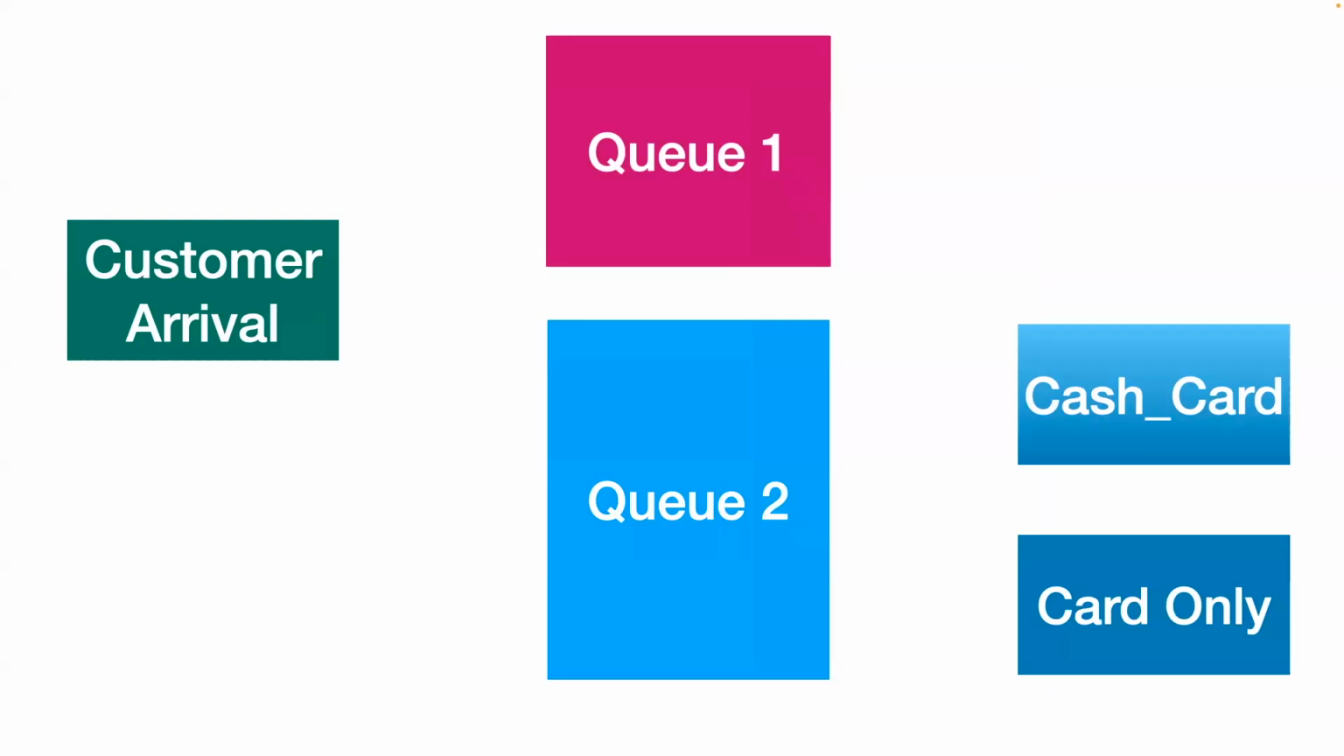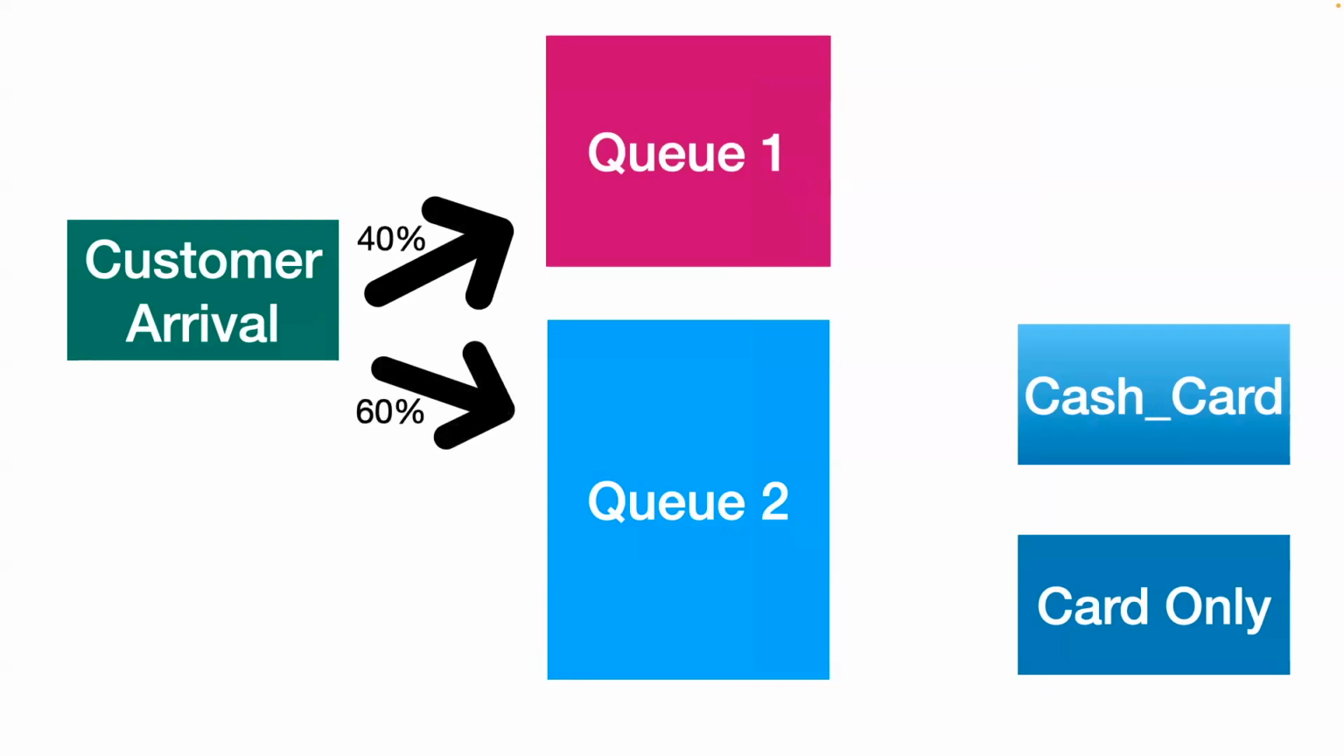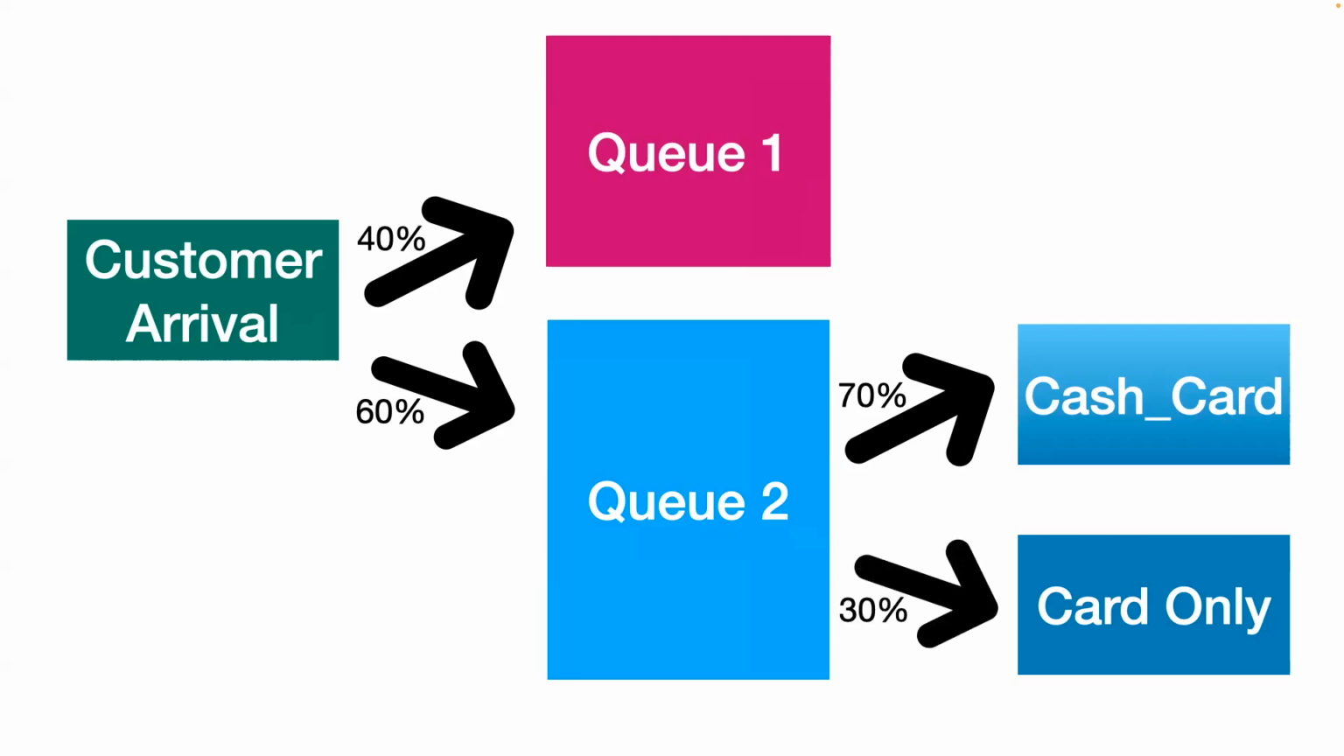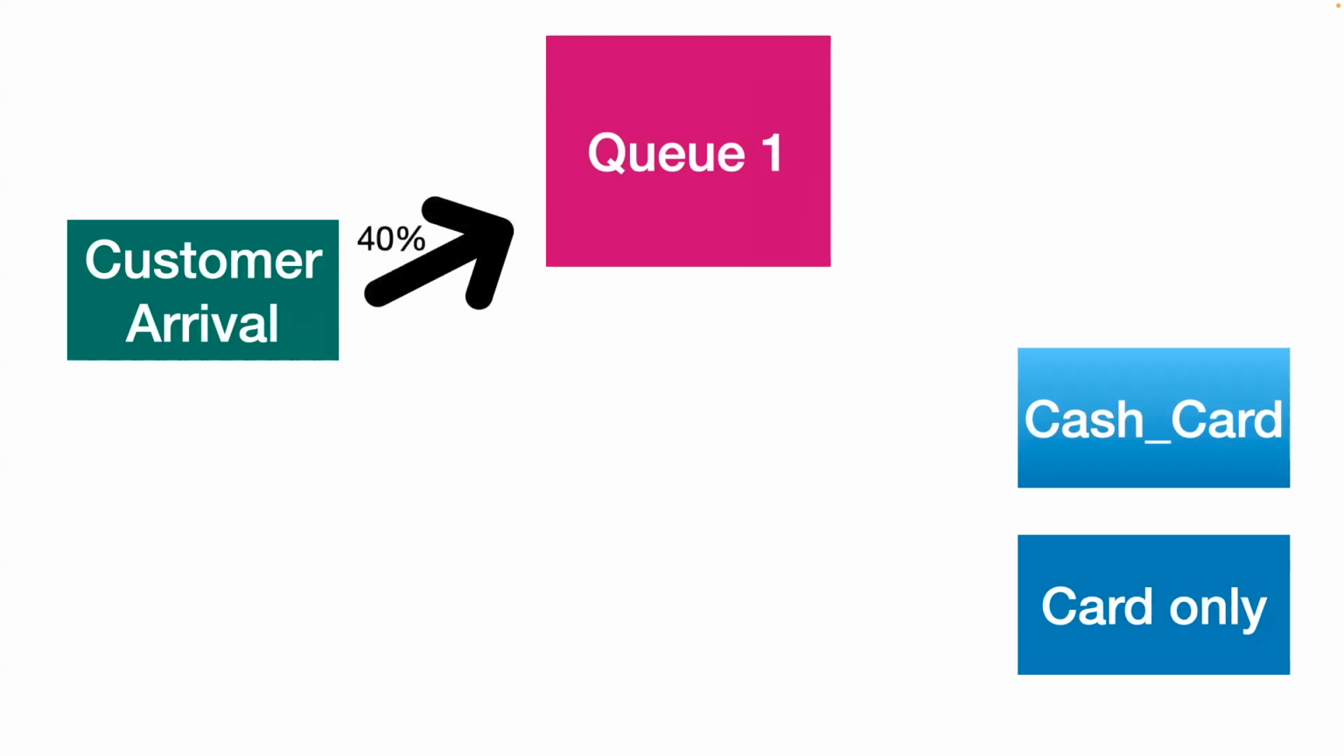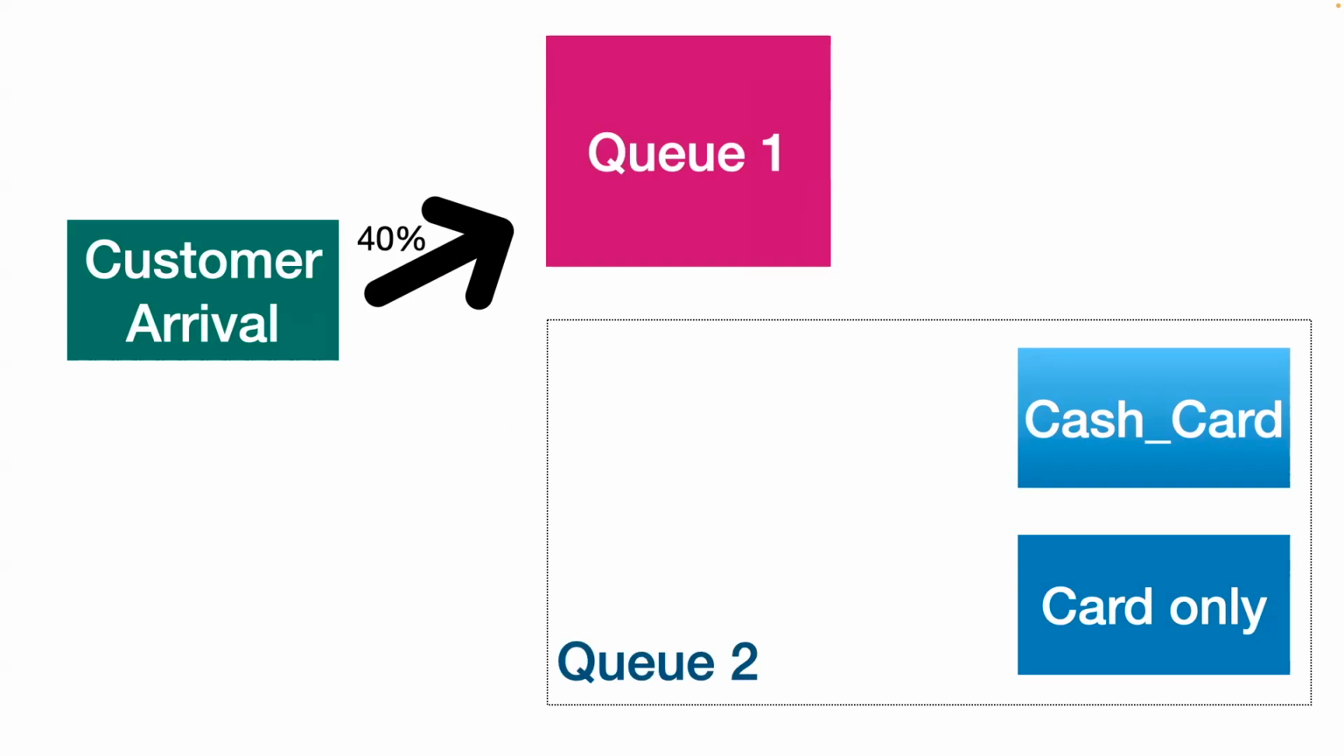Right here we have customer arrival, 40% go to Q1, 60% go to Q2, and we also know that from Q2, 70% go to self-checkout 1 because customers can pay by cash or card, while only 30% from Q2 go to self-checkout 2 because they can only pay by card. So imagine we have a dummy area here, which is Q2.